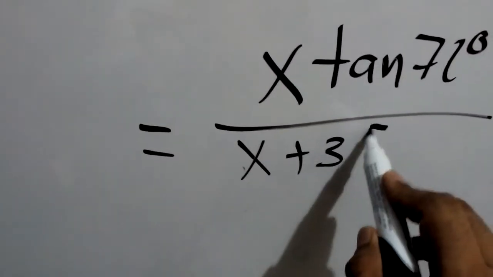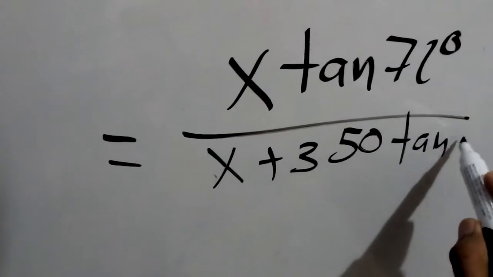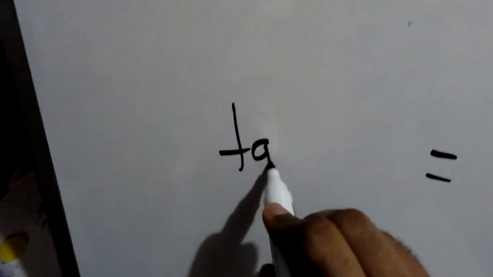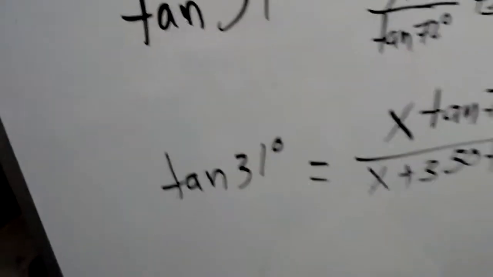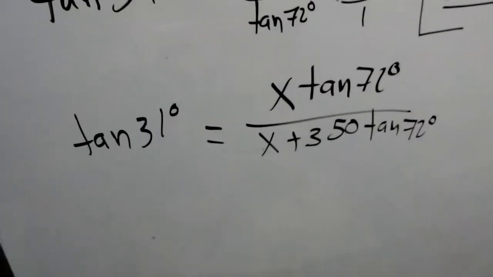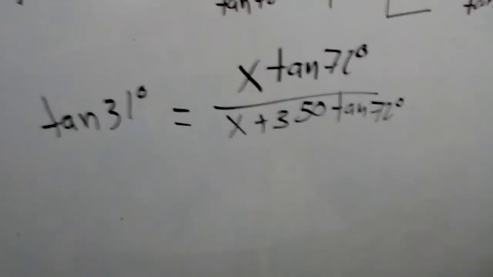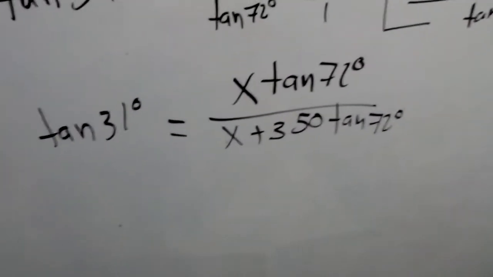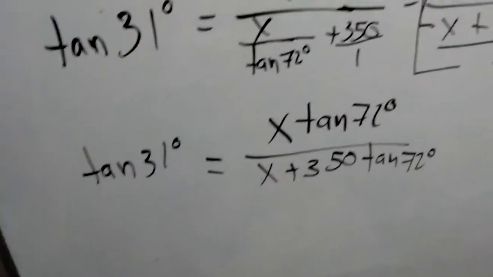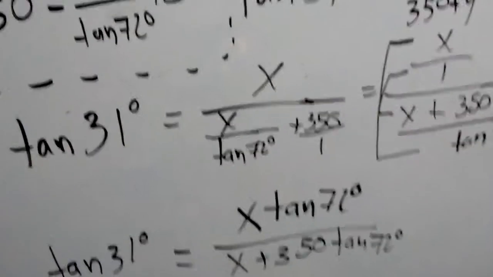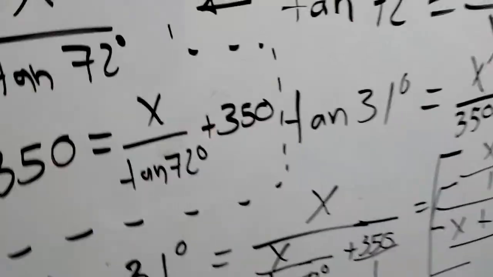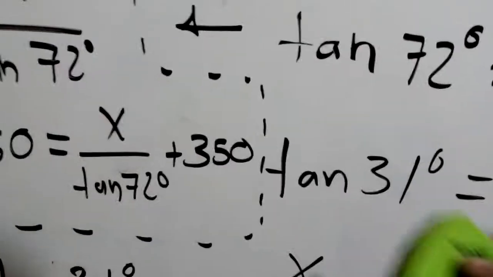So you just write it like this, and don't forget the tangent of 31 degrees. Okay, great. Now you have just one equation with an x, so now you can just solve for this equation. Let me grab my eraser so I can erase this because I need more space.